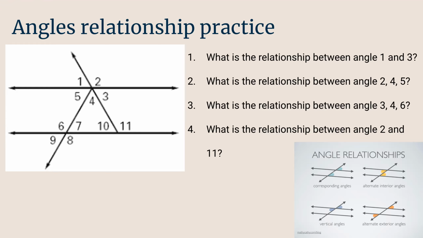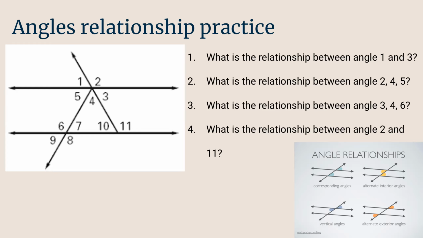2, 4, 5. Okay, so we see that angle 2 is directly opposite to the whole angle, like the sum of the angles 4 and 5. And we know that vertical angles are congruent, so we can have that angle 4 plus angle 5 equals angle 2. Now, what is the relationship between angle 3, 4, 6?